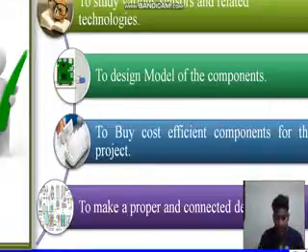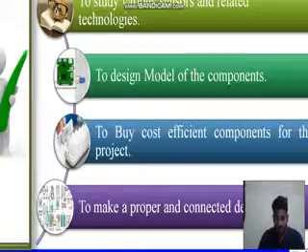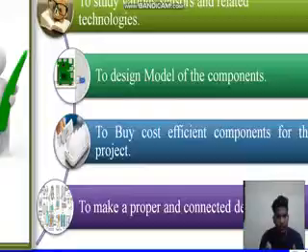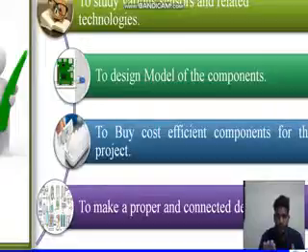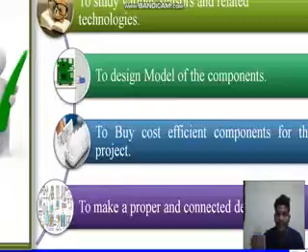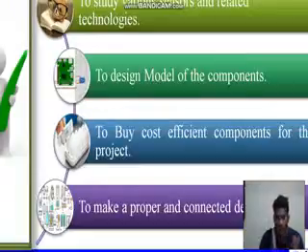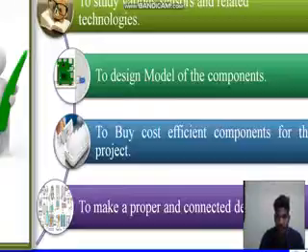Now the third one, to buy cost efficient components for the project. We googled it, and we searched in the stores outside in Vellore. We were thinking more about cost efficient components. Most of the time Google, Amazon, the e-shopping websites had lower cost values, but it was harder to believe in that. So we directly went to the store and asked the shopkeeper to get the components, and we checked whether they were working properly or not, and then we bought them.